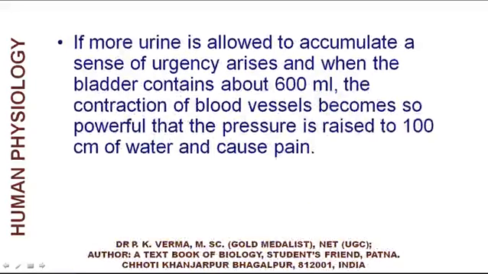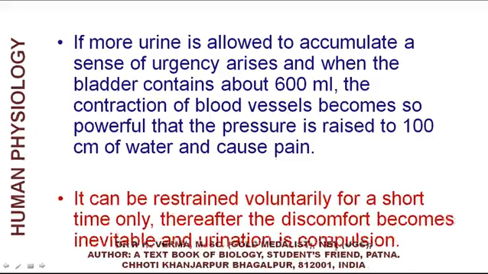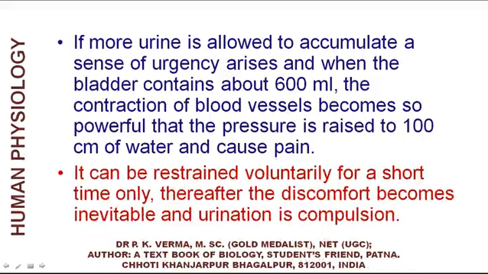If more urine is allowed to accumulate, a sense of urgency arises, and when the bladder contains about 600 ml urine, the contraction of the bladder muscles becomes so powerful that the pressure is raised to 100 centimeter of water and it causes pain. It is a very harmful condition. It can be restrained voluntarily for a short time only. Thereafter, the discomfort becomes inevitable and urination is compulsion.